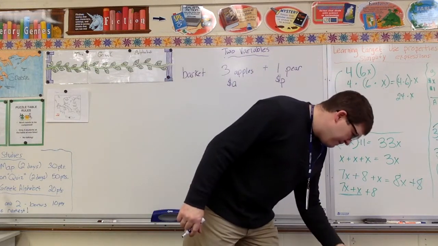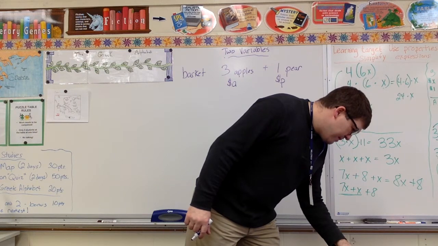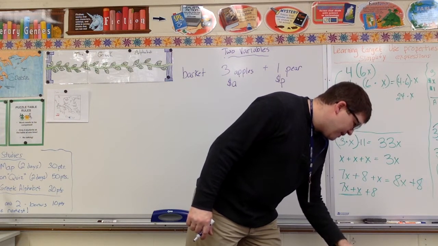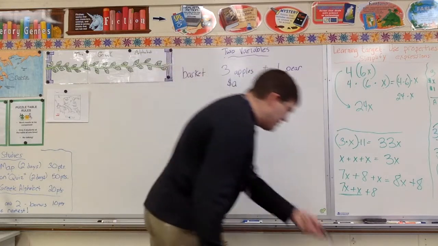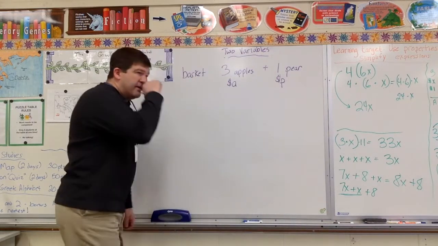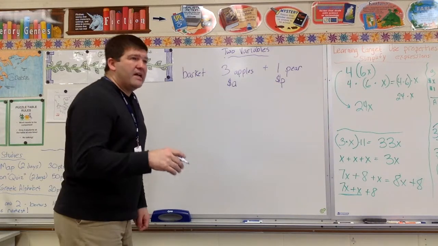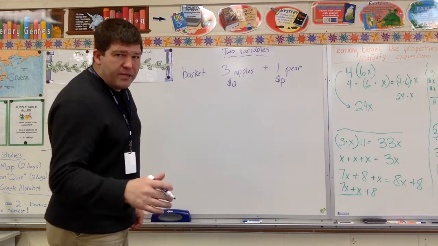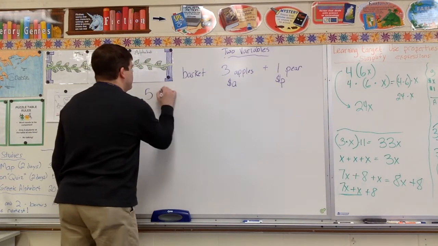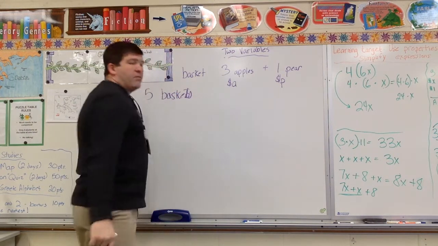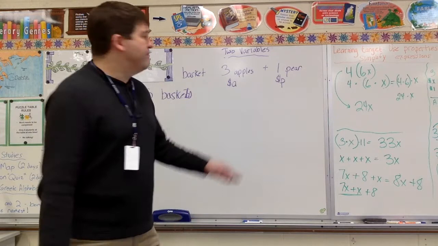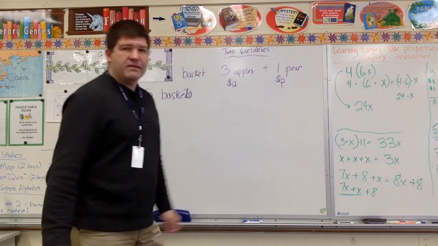Now let's keep reading on. Write and simplify an expression that represents the total cost of 5 baskets. Okay, so I'm going here. Maybe it's around a holiday. I want to take some fruit baskets to people, and I need 5 of them. So I need 5 baskets. And I want to know the cost of it, and I have to use these variables because this is what I know is the cost.